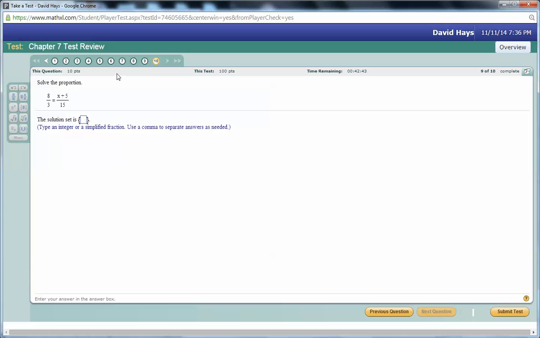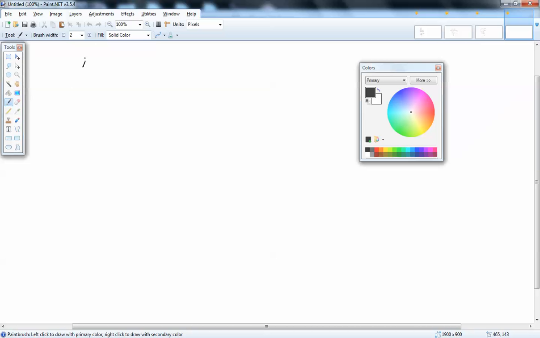Okay, well, this is 8 over 3 is equal to x plus 5 over 15. Different ways you could solve this. You could solve it using rational equations. That'll work just fine. You could solve it using linear equations, because it really is linear. Or you could solve it using proportions. Proportions means you got a single fraction equal to a single fraction. If you got a single fraction equal to a single fraction, then you cross multiply.